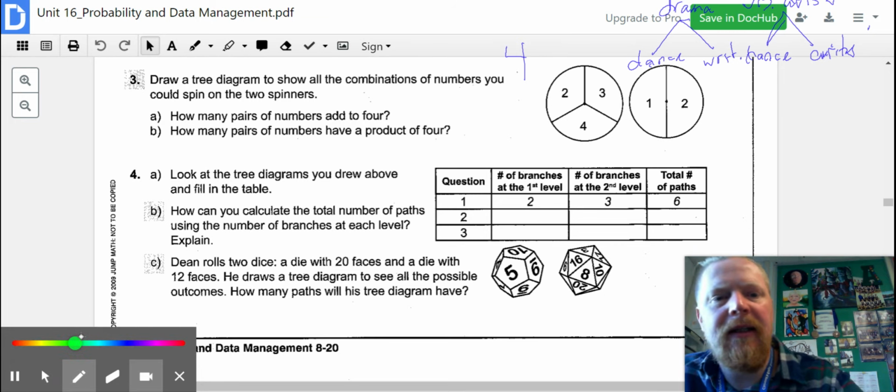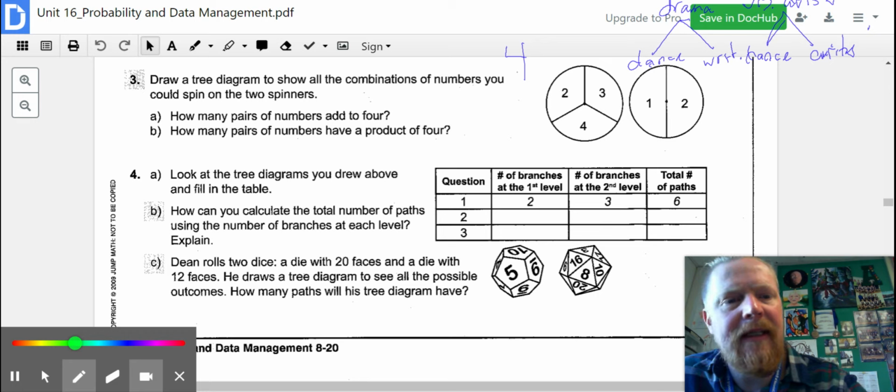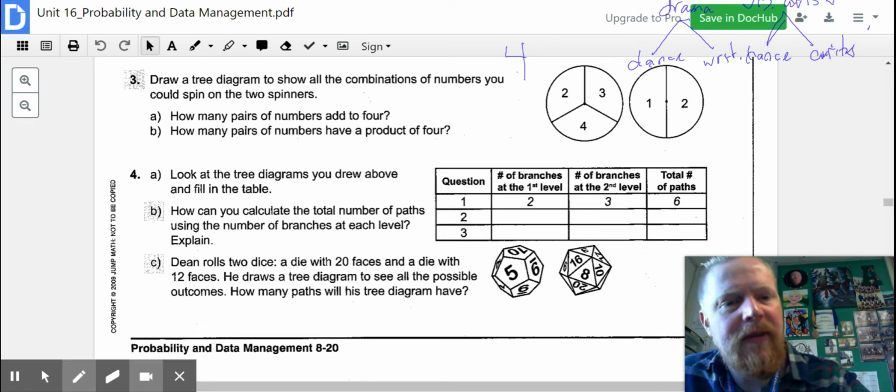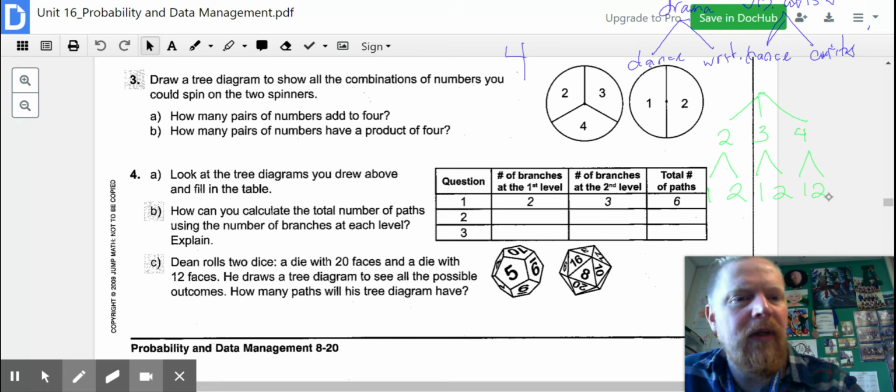Again, I'll change the color maybe to green so that I can separate these out here. So the first one, I've got 3 different outcomes. It could be a 2, a 3, or a 4. In the second spinner, it could be a 1 or a 2, a 1 or a 2, a 1 or a 2. So you can see that there's a total of 6 different outcomes that are available.